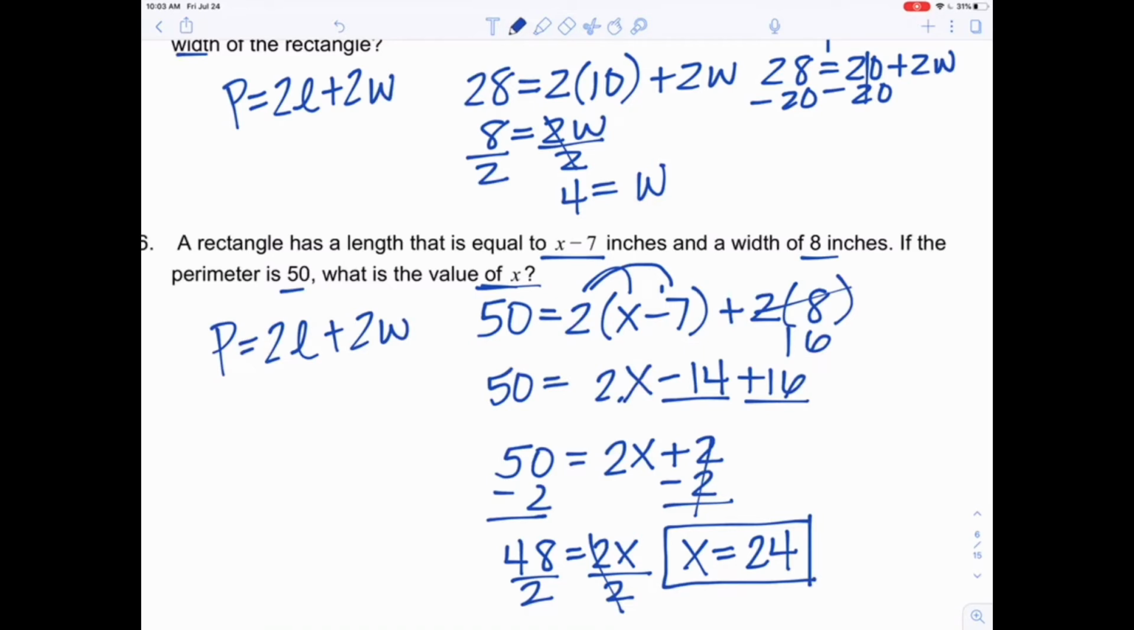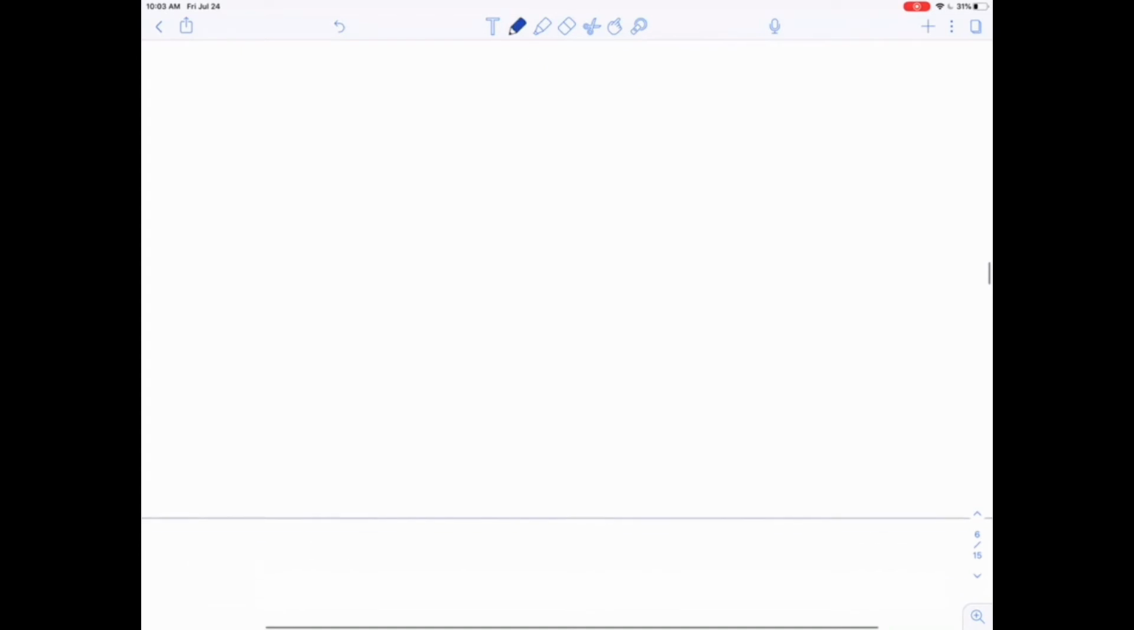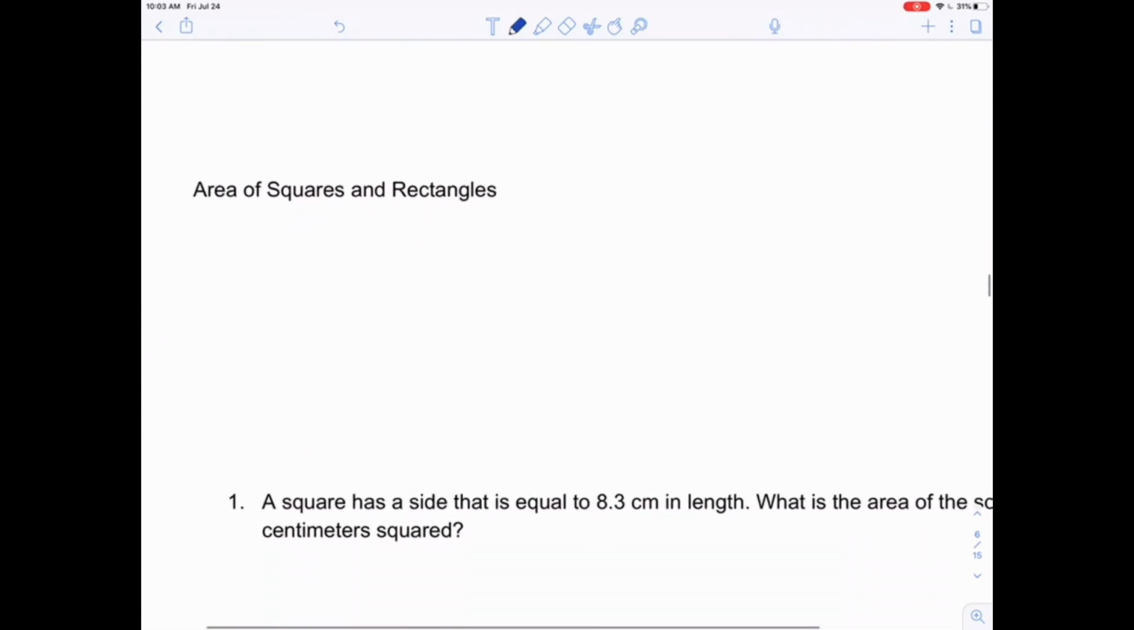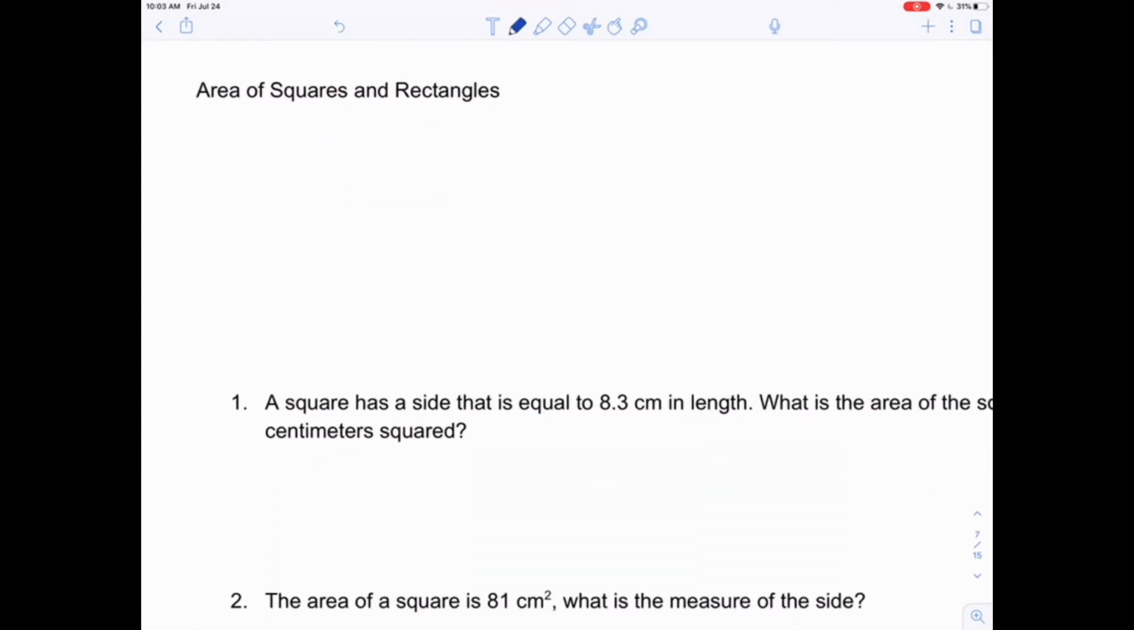Okay, I hope that makes sense. I hope you're getting it. All right, let's look at some examples with area.